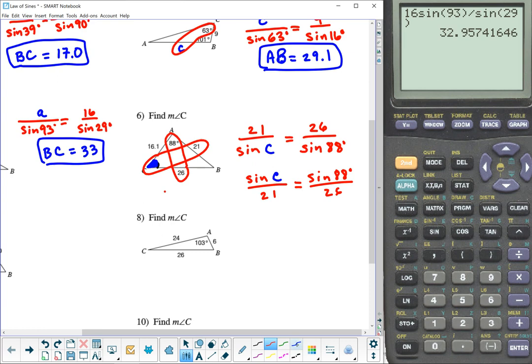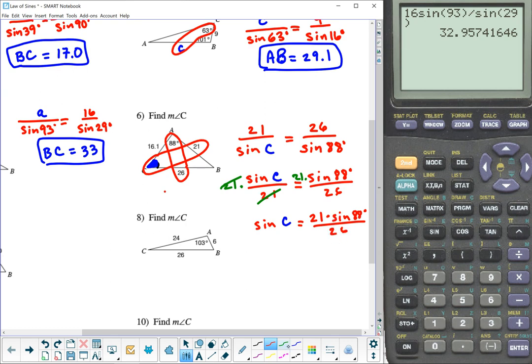And since this is the first one of this kind, I'm going to go ahead and do the whole thing for it. I'm going to go ahead and multiply both sides by 21. These are going to cancel and multiply by 21. So you will have sine C equals 21 times sine 88 degrees over 26.